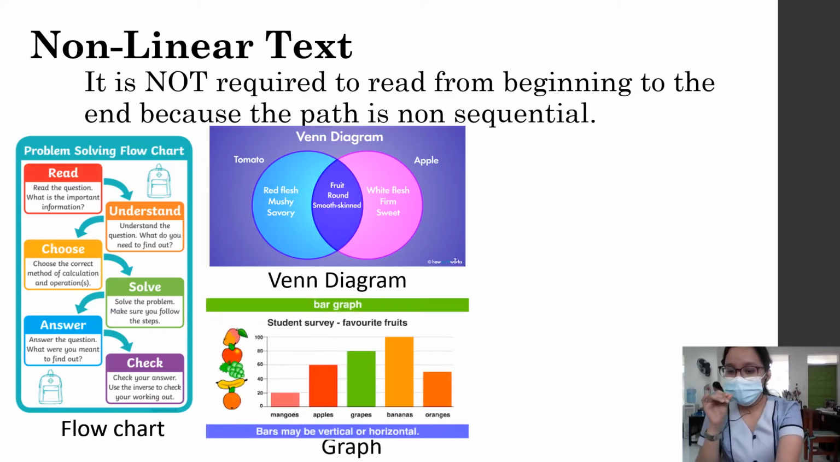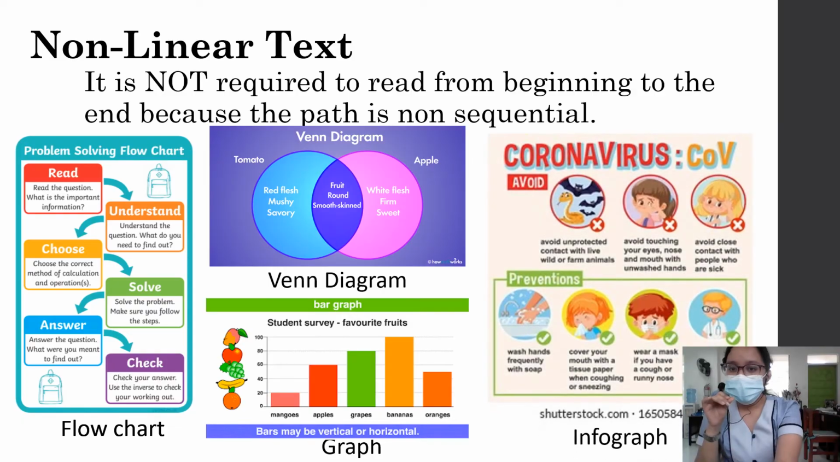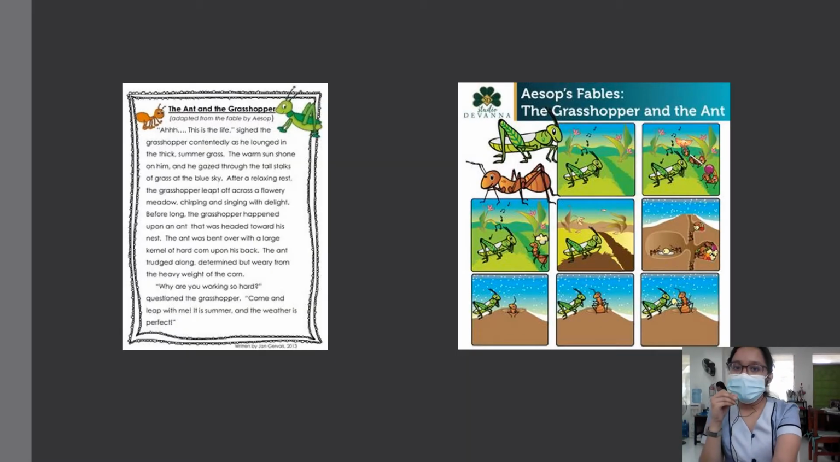Next one, we have graphs. This is called bar graph. And we have infographics. So you see, there is no paragraph. And this is a non-traditional text. This is called non-linear. There is no line. There is no sequence. There is no path. So I hope that's clear.